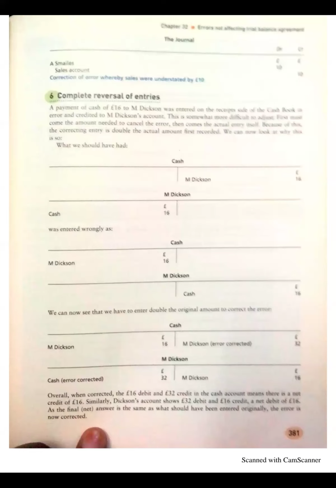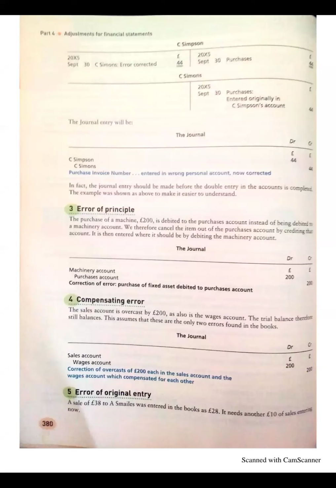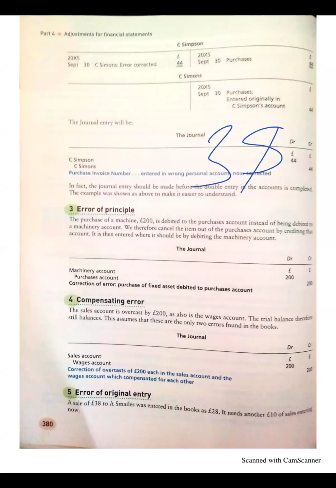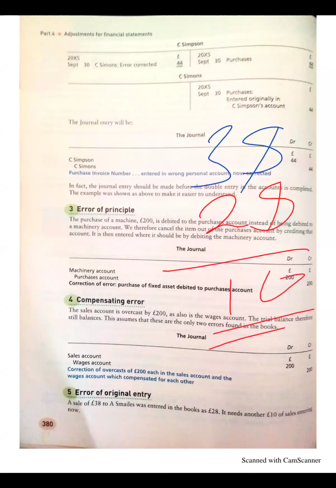Just know that the account is down by the difference. Okay, now look, there is 38 amount here. We have 38 less 28. So the difference is of 10 pounds. Now this 10 should go where? A sales account of 38. You sold the goods worth 38, but you wrote 28, which means that the sales account is under by 10.